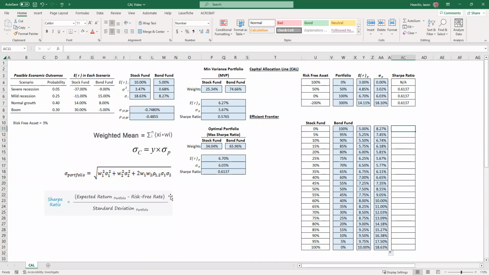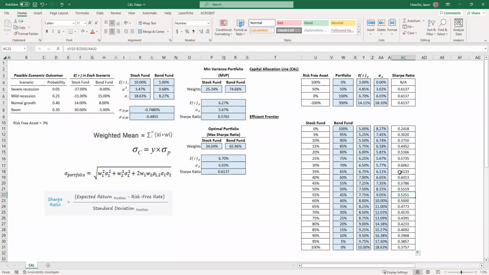Okay. Now the Sharpe ratio, standard procedure. We're going to go ahead and take the expected return that we calculated minus the risk-free rate. I'm going to lock that one in, and we're going to divide it by the standard deviation. And if we drag that down, it fills it in, and there we go. Same thing. Notice how the Sharpe ratio is going up, but then at a certain point starts going back down. All right. And we'll talk about that in a second.